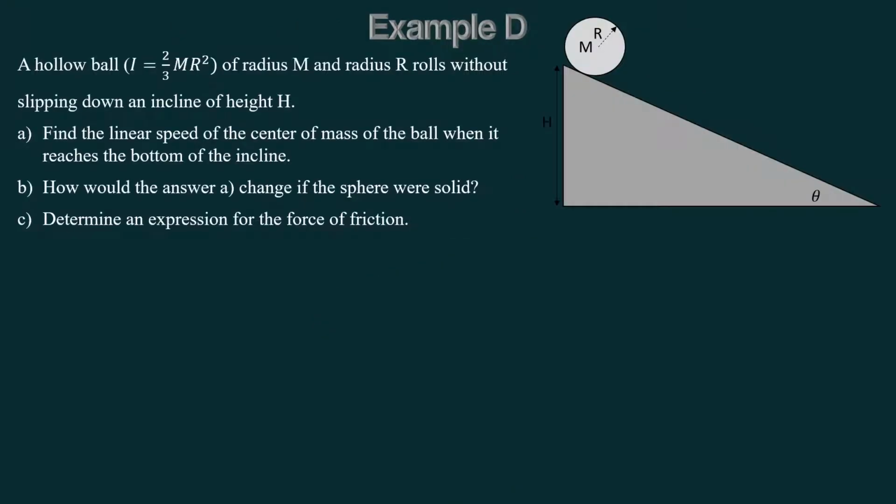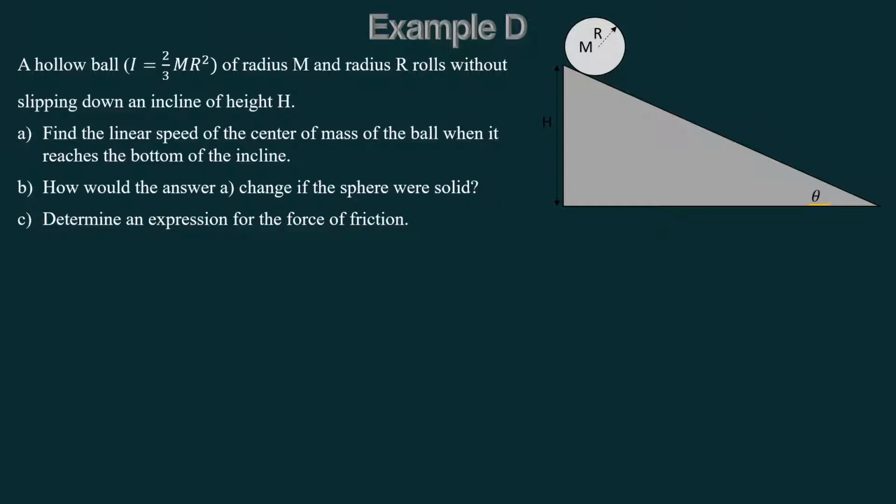This is a common type of question to see on the AP Exam FRQ section. This is a thing rolling down an incline without slipping. This one is a hollow ball, so I is 2/3 m r squared, where m is the mass of the ball and r is the radius. The incline has a height of h, and also given is the angle theta the incline makes with the horizontal. So there's a couple of questions here.